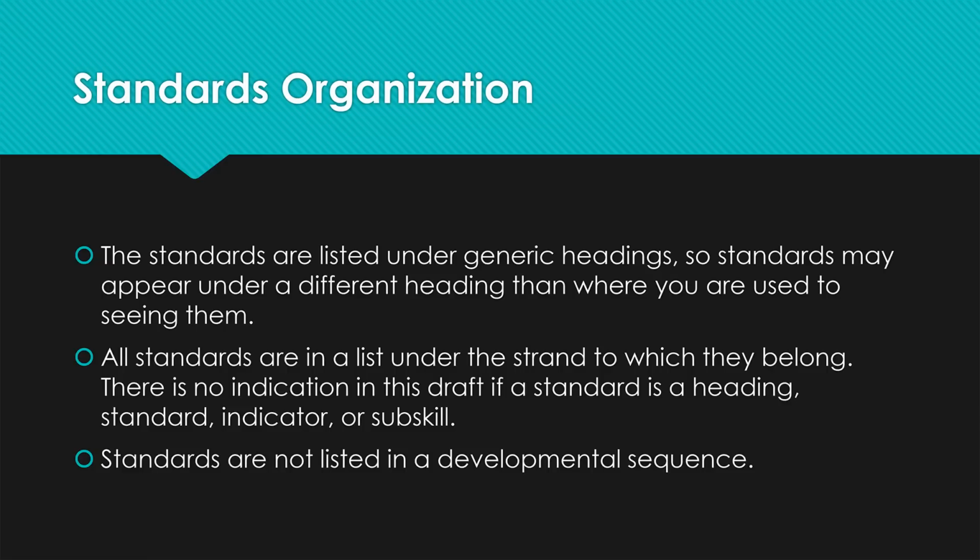The standards are listed with generic headings, so standards may appear under a different heading than where you're used to seeing them. All standards are in a list under the strand to which they belong. There's no indication if the draft is a standard, if it is a heading, if it's an indicator, or if it's a subskill. So you might have to think about how the standards might be organized. The standards are also not always listed in a developmental sequence. So you might be thinking about how you could reorganize standards so that they make logical sense for instruction.